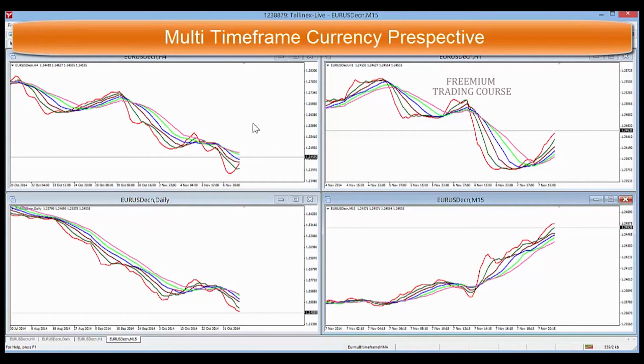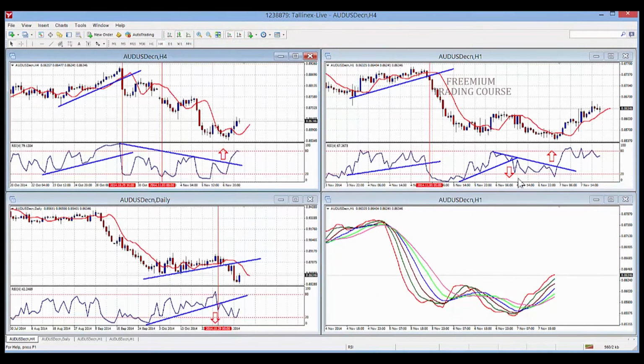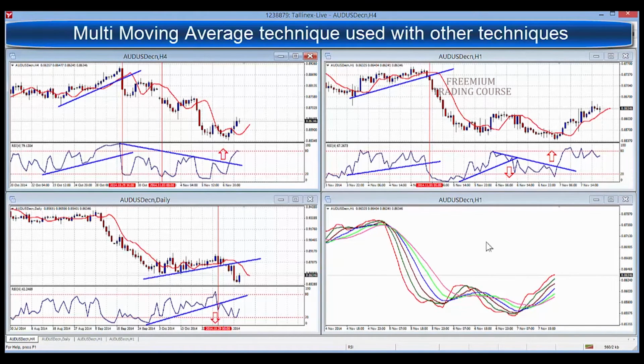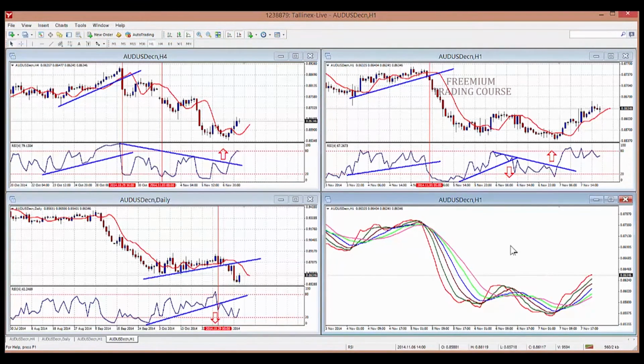The other use that you can put the Magic Multiple Moving Average technique to is to use it in conjunction with other techniques. Here is an example of the Multiple Moving Average technique being used in conjunction with the RSI trendline violation technique. And once you know the signals, you'll see that the Multiple Moving Average technique sometimes gives signals that are a lot faster than the other technique. At worst, they confirm the other techniques quite nicely. So there's quite a lot to go through in this course, so let's move to the next lecture.